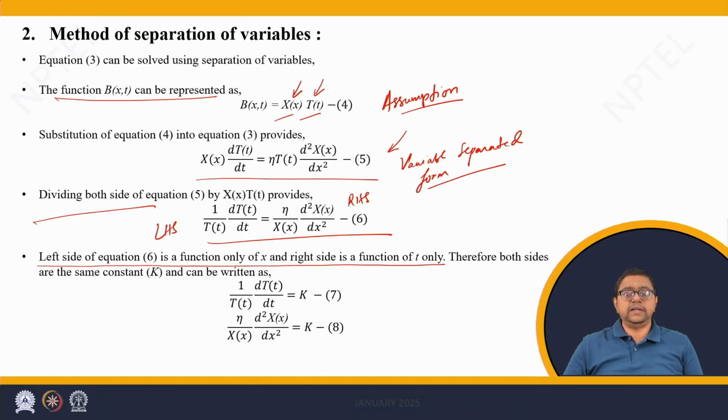Thus, we can write the left hand side equals k, equation 7, and the right hand side equals k, which is equation number 8. We can solve these equations 7 and 8 separately to get the functions X and T separately. And then we can put it back into equation 4 to get the solution for the magnetic induction equation in one dimension.